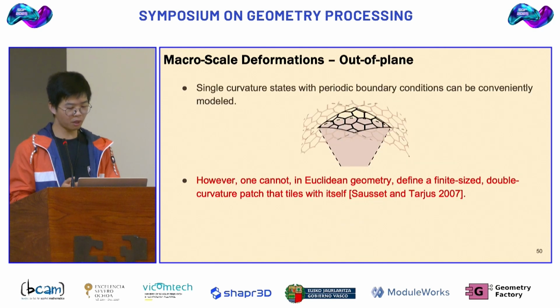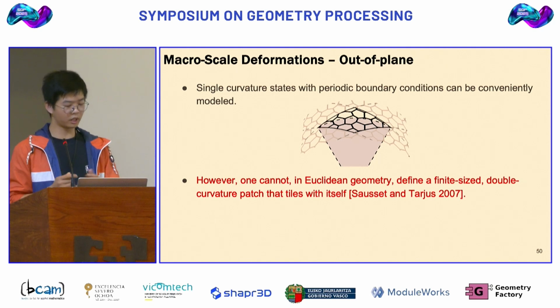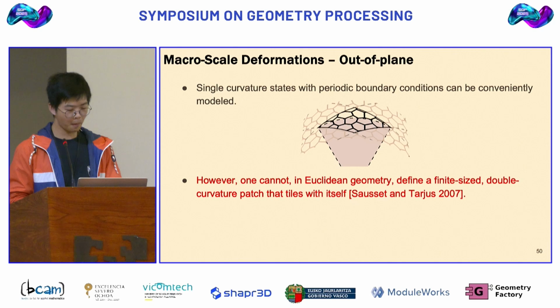After defining how to apply in-plane deformations, here we analyze deformation limits for bending. We initially consider using periodic boundary conditions analogous to the planar setting, and single curvature states can be conveniently modeled in the way that we described just now. The concept of periodic boundary condition does not really extend to the doubly curved setting, because one cannot, in Euclidean geometry, define a finite-sized double curvature patch that tiles with itself.